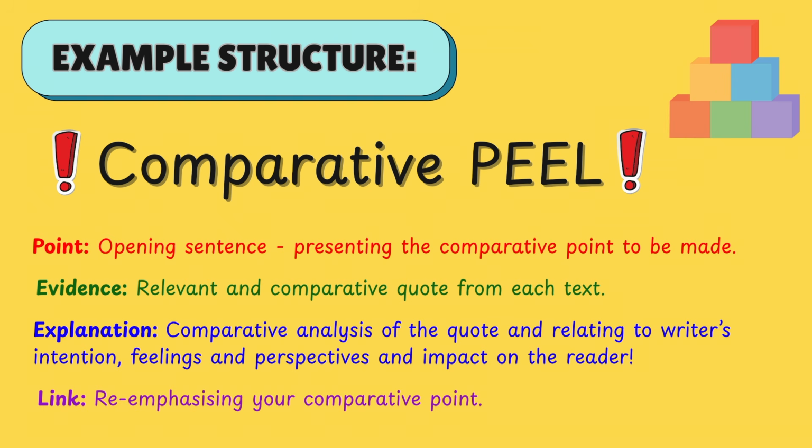This tells the examiner that you are constantly engaging with what you're being asked in the question, and also that you're able to compare the 2 texts. As always, in the explanation, we want to be discussing the significance of the two quotes or phrases we've chosen, what they show us about the writer's feelings and perspectives, and how this shapes a specific impact on the reader. Finally, we have the link, which you can use to summarize the comparison you've made in this paragraph.